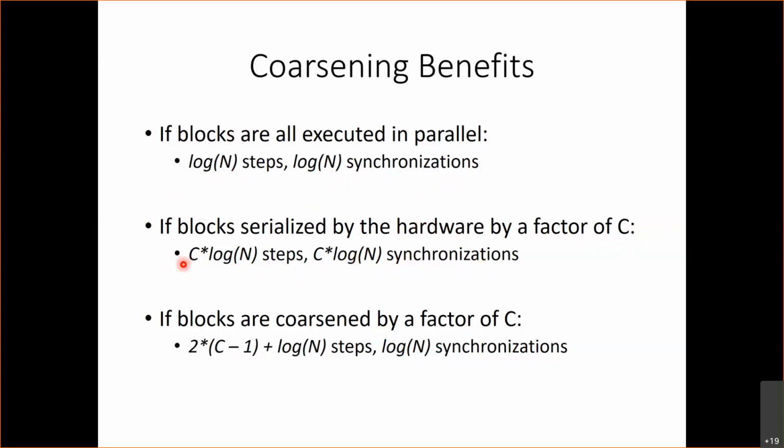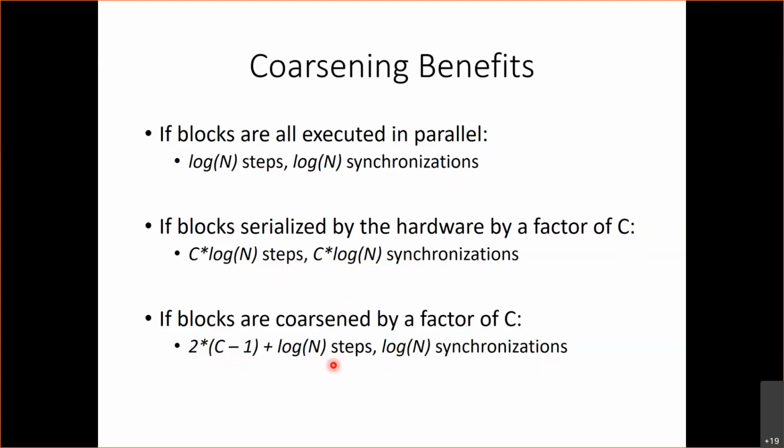On the other hand, if we coarsen the thread blocks, then rather than having log n steps and log n synchronizations, we're going to have an initial phase where we do a sequential accumulation without any synchronization, and that's going to require 2 times c minus 1 steps. And then at the very end, we're going to have log n steps and log n synchronizations. So you'll notice that coarsening reduces the number of synchronizations that I need to make, and also reduces the number of steps that I need to take. So this was a quick overview of what we covered last time.